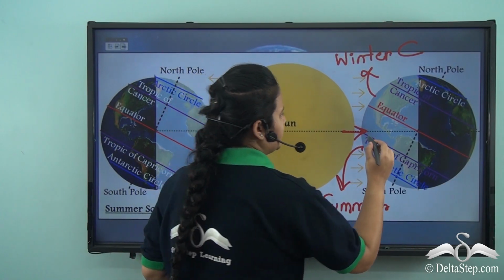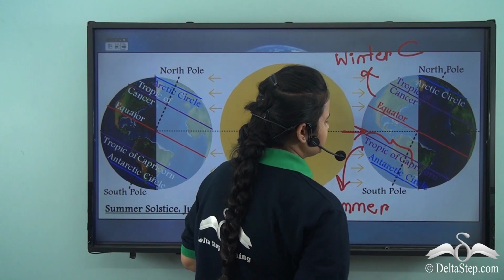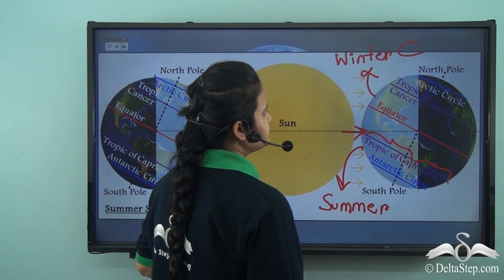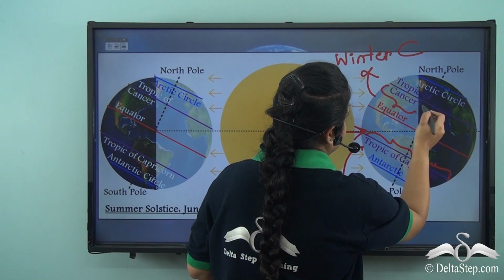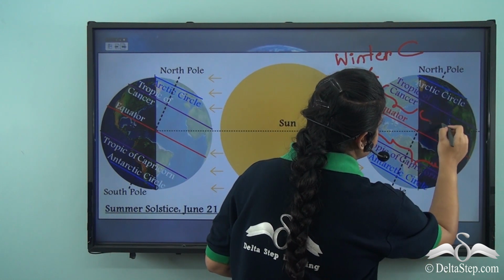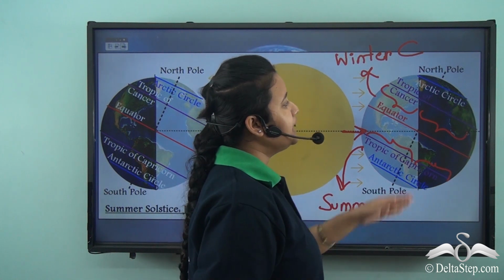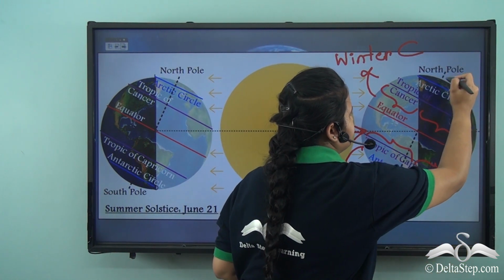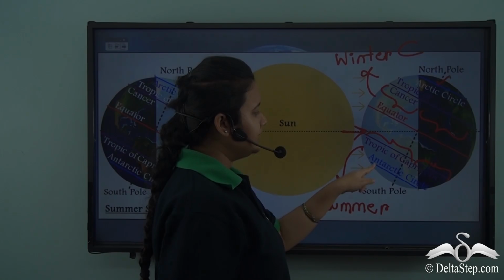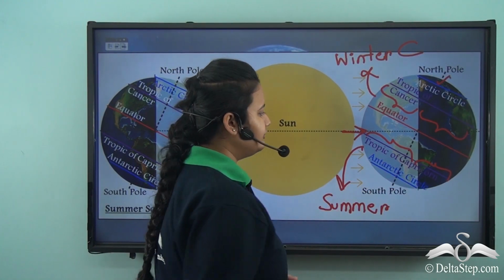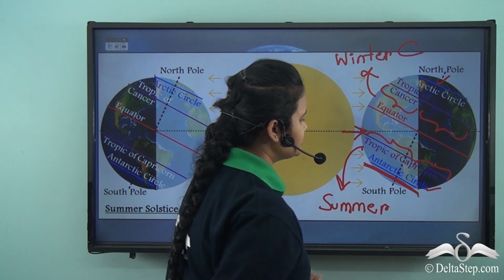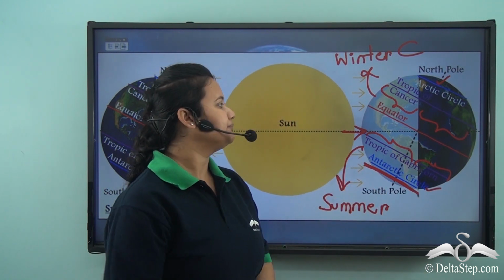Also, the days are longer in the southern hemisphere while nights are shorter. On the contrary, the days are shorter in the northern hemisphere while nights are longer. Again, if you move beyond the Arctic Circle, then there are 24 hours of darkness, and if you move to the south of the Antarctic Circle, then you find that there are 24 hours of complete daylight.